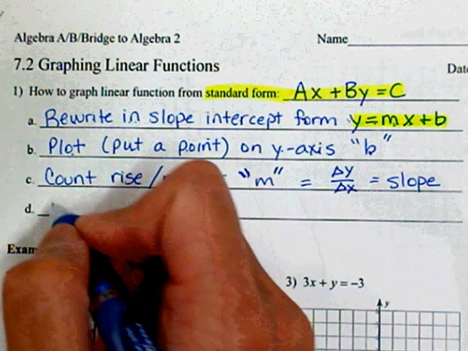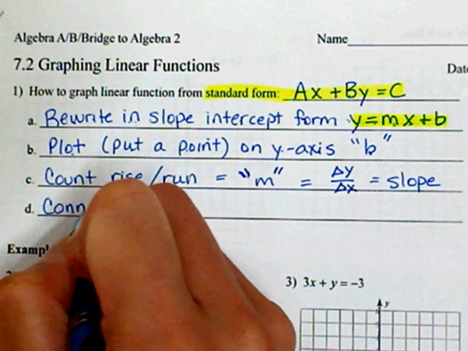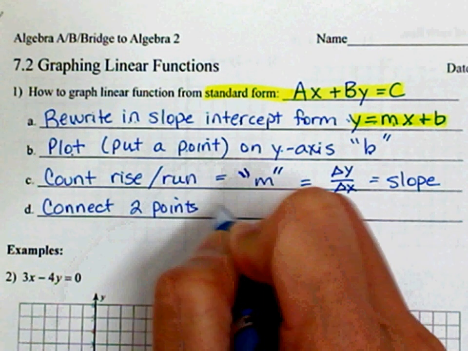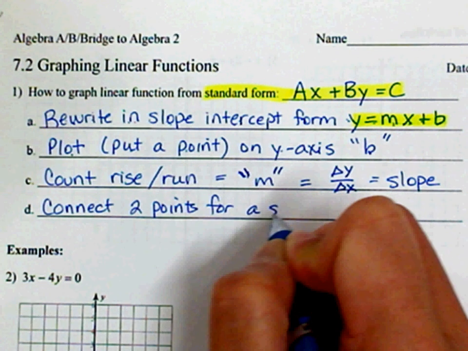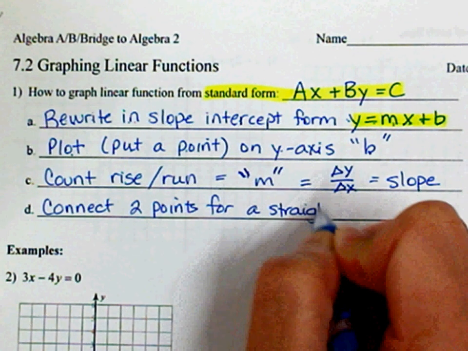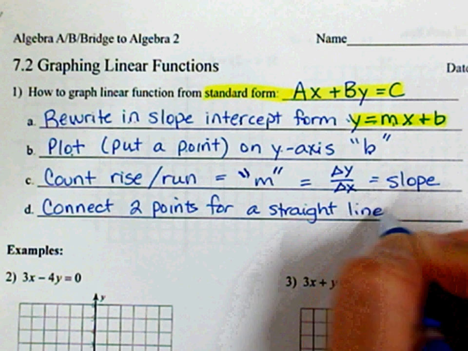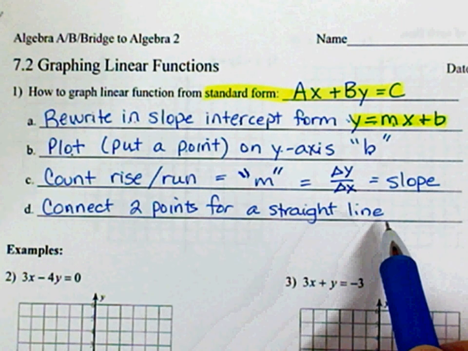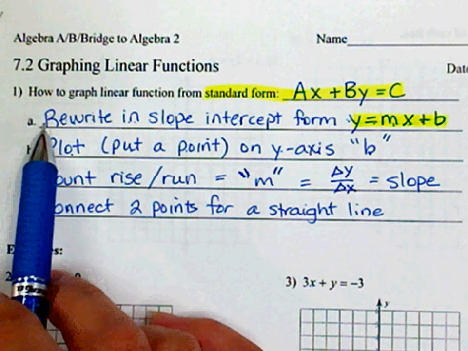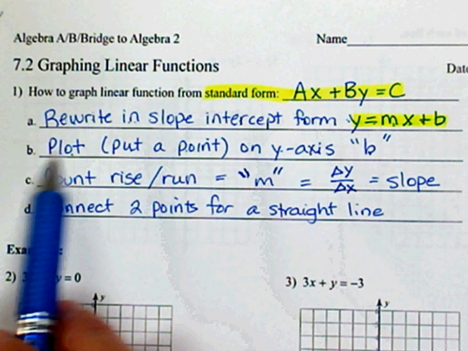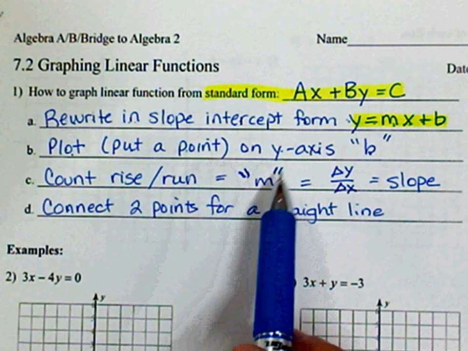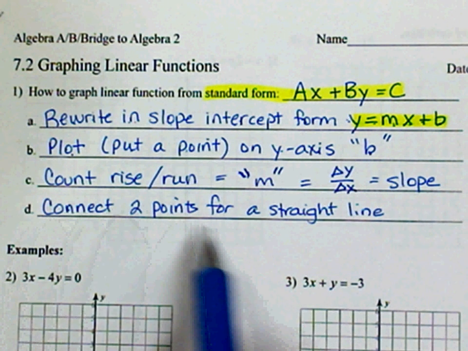Okay? Part D, connect the 2 points for a straight line. So, connect 2 points for a straight line. So first step, rewrite in slope-intercept form. B, plot the b. C, count your m. D, connect the 2 points for a straight line.